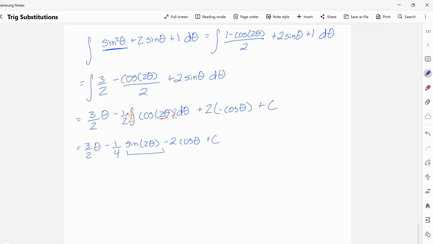We're going to have to use a double angle formula here. So 3/2 theta minus 1/4. This is 2 sine theta cosine theta. And that's going to reduce.